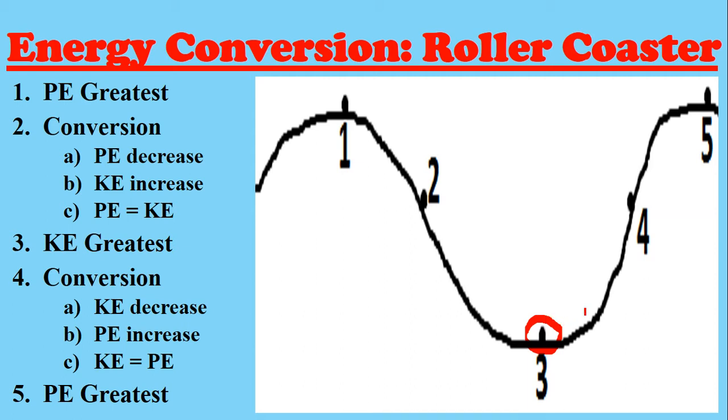Then as you go back up the next hill, you're having another conversion. This time kinetic energy is decreasing while potential energy is increasing. At point 4, they're equal. Then at the top of the next hill, potential energy is at the greatest. But the amount of energy you have between the whole thing is equal. It's constant. They're just in different forms.